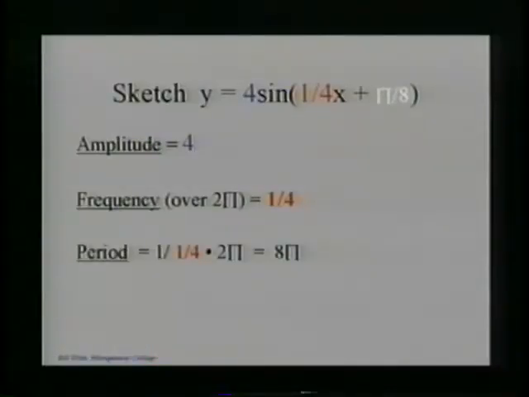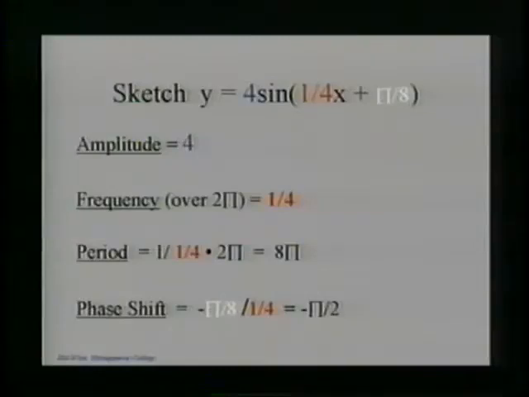Let's see, 1 over a 4th is 4, times 2 pi is 8 pi. So the period, it's going to take 8 pi for this thing to get the full ride. And then the phase shift is minus c over b, minus pi over 8 divided by 1/4, which ends up being minus pi over 2. So we have to move pi over 2 to the left.